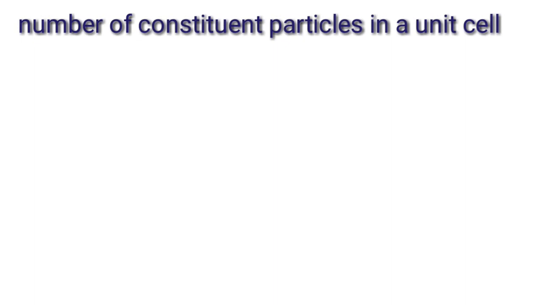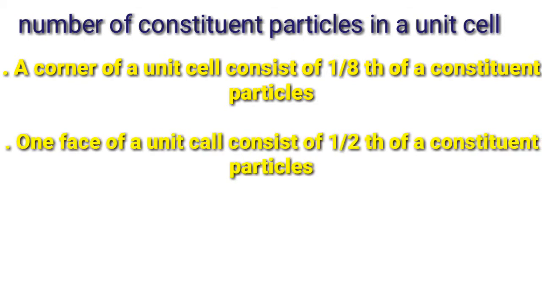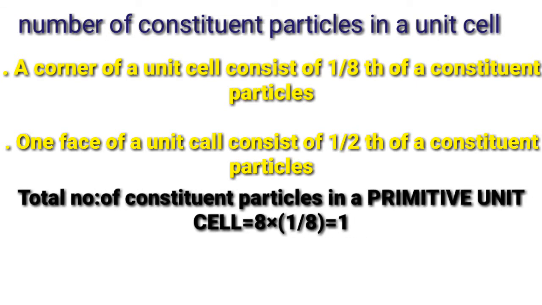Number of constituent particles in a unit cell. Corner of a unit cell consists of 1/8 of a constituent particle. One face of a unit cell consists of 1/2 of a constituent particle. The number of constituent particles in a primitive unit cell equals 8 × 1/8 = 1.